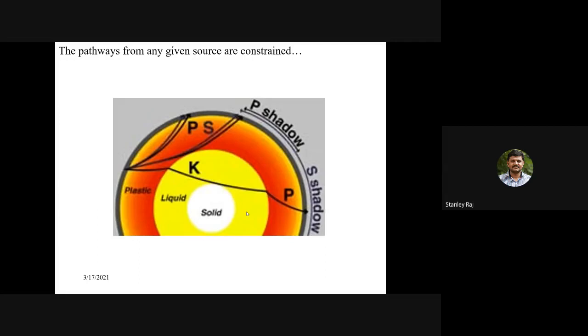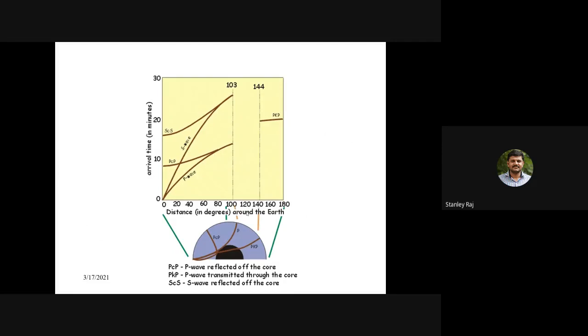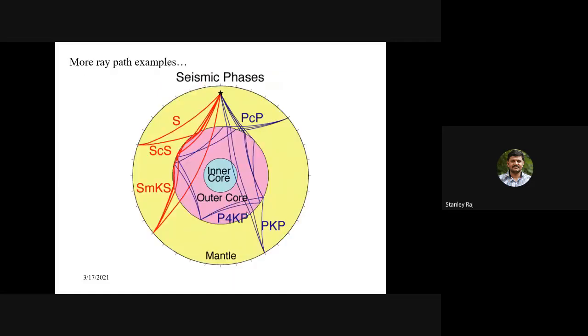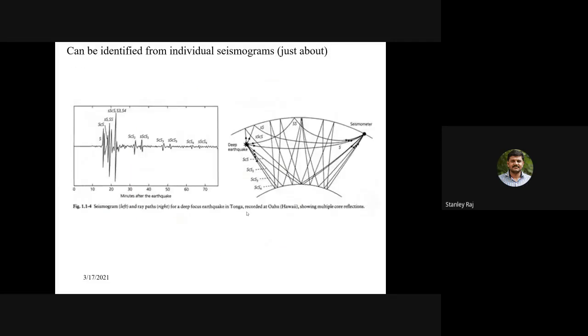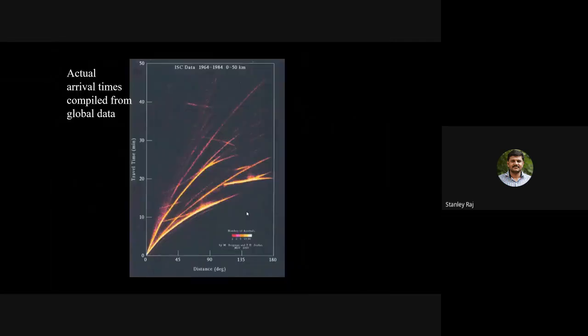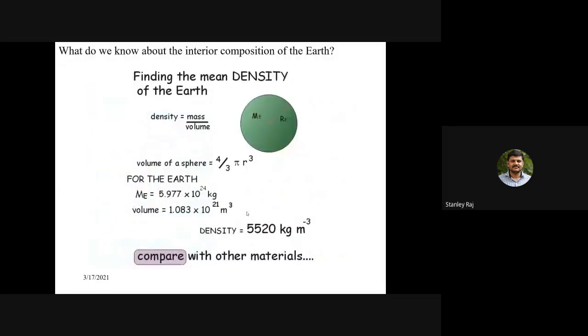The pathways from any given source are constrained. Seismic phases are named according to their paths, and these are all the degrees. How many degrees does it vary? 103 to 144 degrees. That is the variation for the P wave shadow zone. These are some important graphs, the travel time graph of a system. This is the original actual arrival times compiled from global data. So, the travel time graph and the interior composition of Earth.